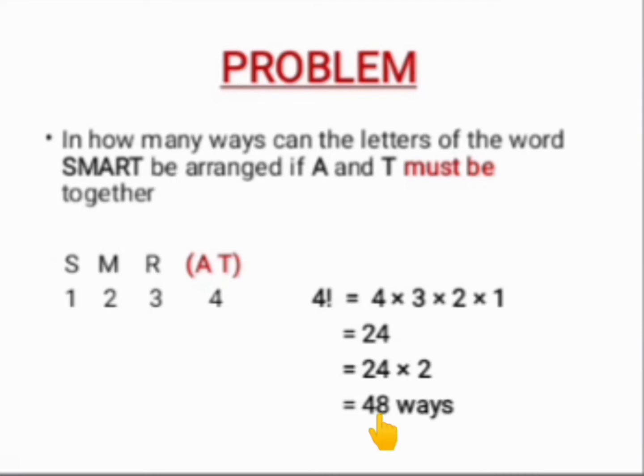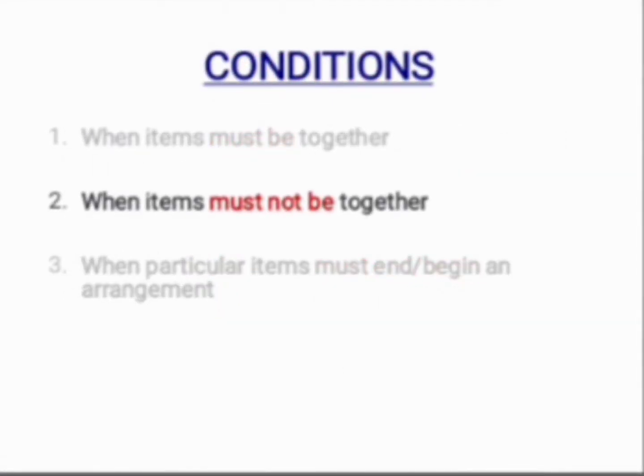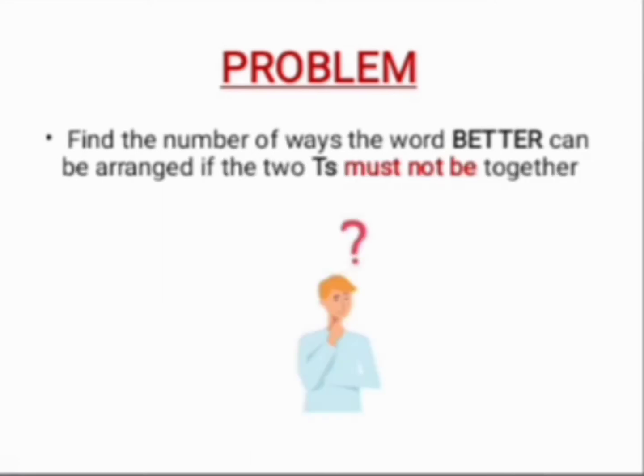Therefore, there are 48 ways to arrange the letters of the word smart if A and T must be together. What if we were given problems when particular items must not be together? Problems like, find the number of ways the letters of the word better can be arranged if the 2 T's must not be together. How do we solve this?